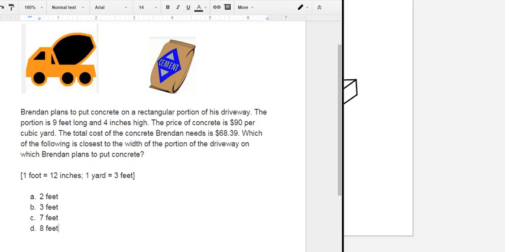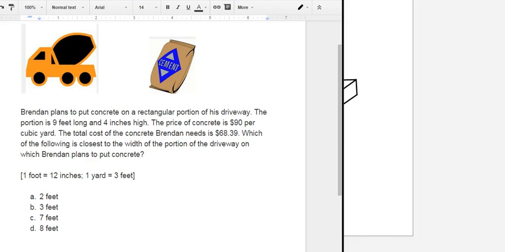Today we're going to work on a word problem that's similar to the lessons. I changed the numbers. Brandon plans to put concrete on a rectangular portion of his driveway. The portion is 9 feet long by 4 inches high. The price of concrete is $90 per cubic yard, and the total cost of the concrete Brandon needs is $68.39.